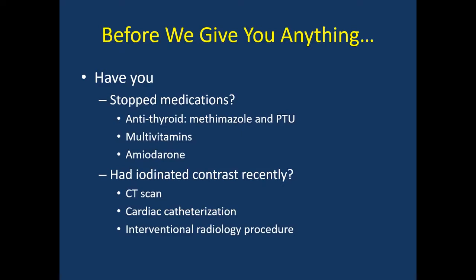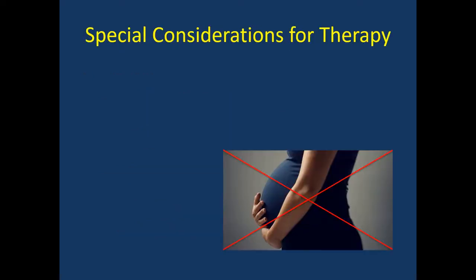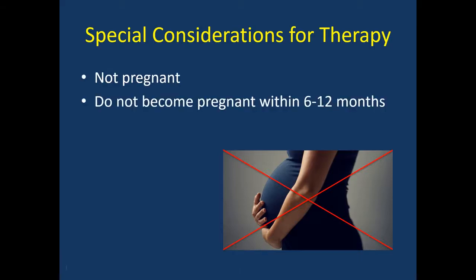If we determine you are a candidate for radioiodine treatment, there are special situations to consider. You should not undergo treatment if you are pregnant, and you should not become pregnant within 6 to 12 months of treatment. If you are a woman of childbearing age, we will need to perform a urine pregnancy test unless you have had a hysterectomy or tubal ligation. You also should not breastfeed after receiving radioactive iodine therapy.